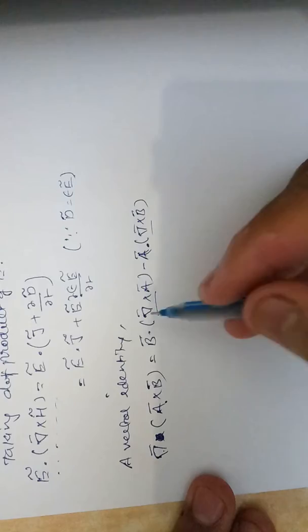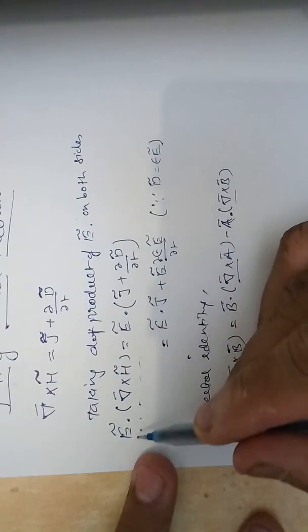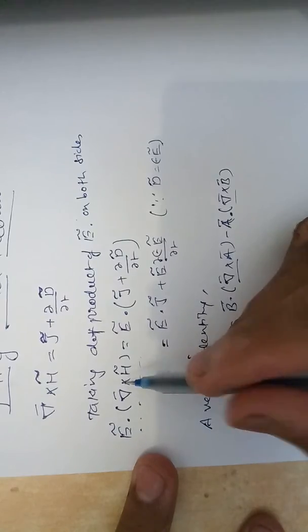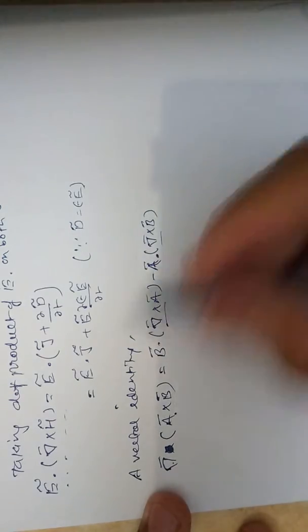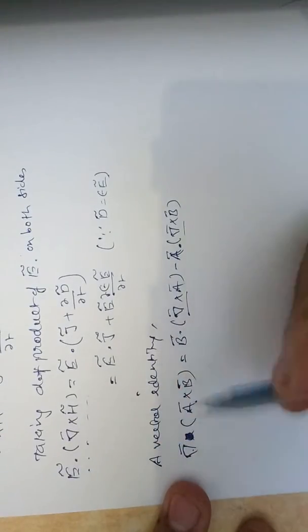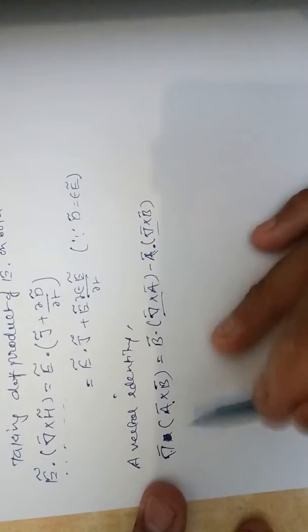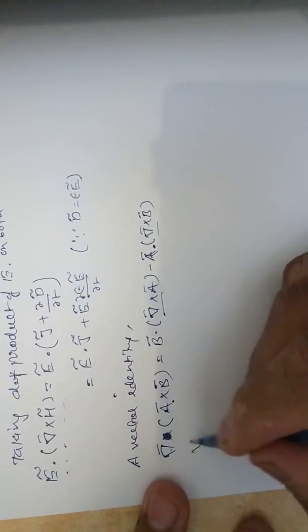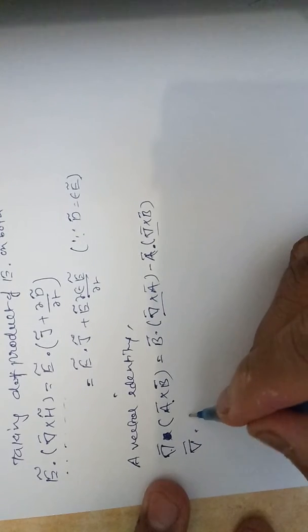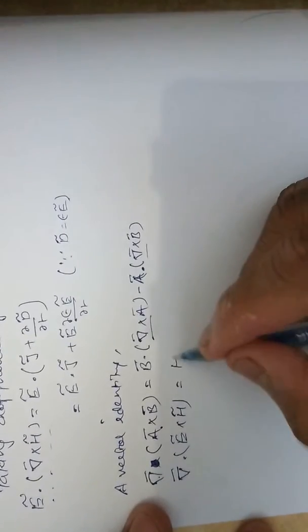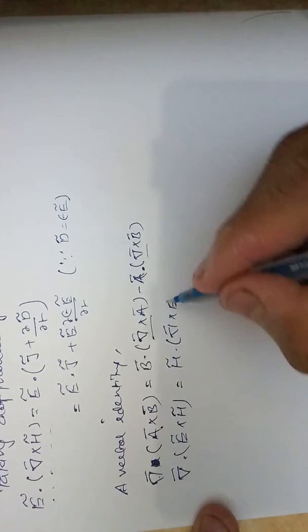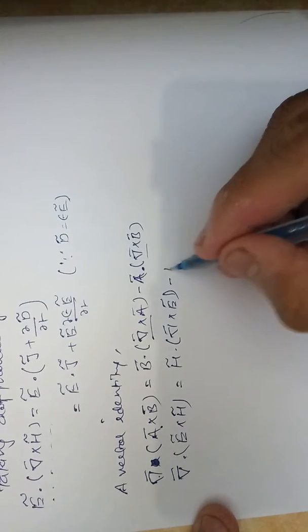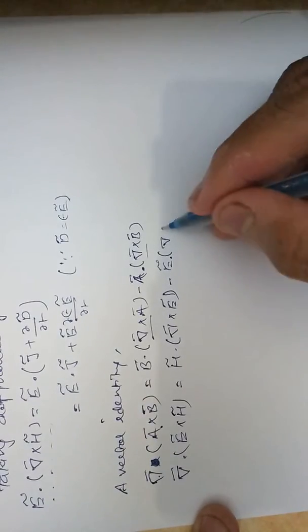So this is the vector identity, and if you see the left hand side, it is E, a vector, dot del cross another vector. So if I write my equation in terms of E and H, replacing this identity, I can write like this: del dot E cross H is equal to H dot del cross E minus E dot del cross H.